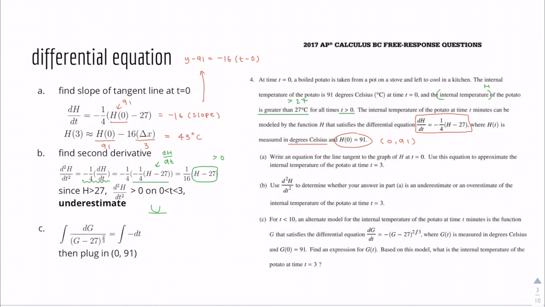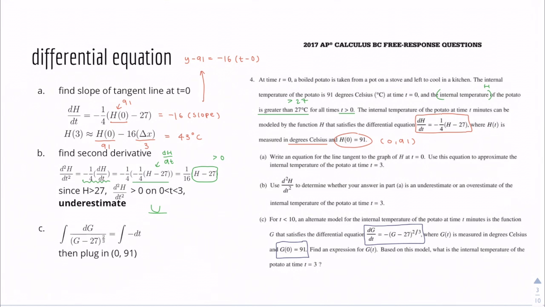For part C, we are given another model, which is G(t), with the differential equation dG/dt equals negative (G minus 27) to the 2/3 power, and initial value G(0) equals 91. And the question is asking us to find the expression for G(t). To solve for G, we will need to separate G and t onto both sides of the equation and then take the integral on both sides.